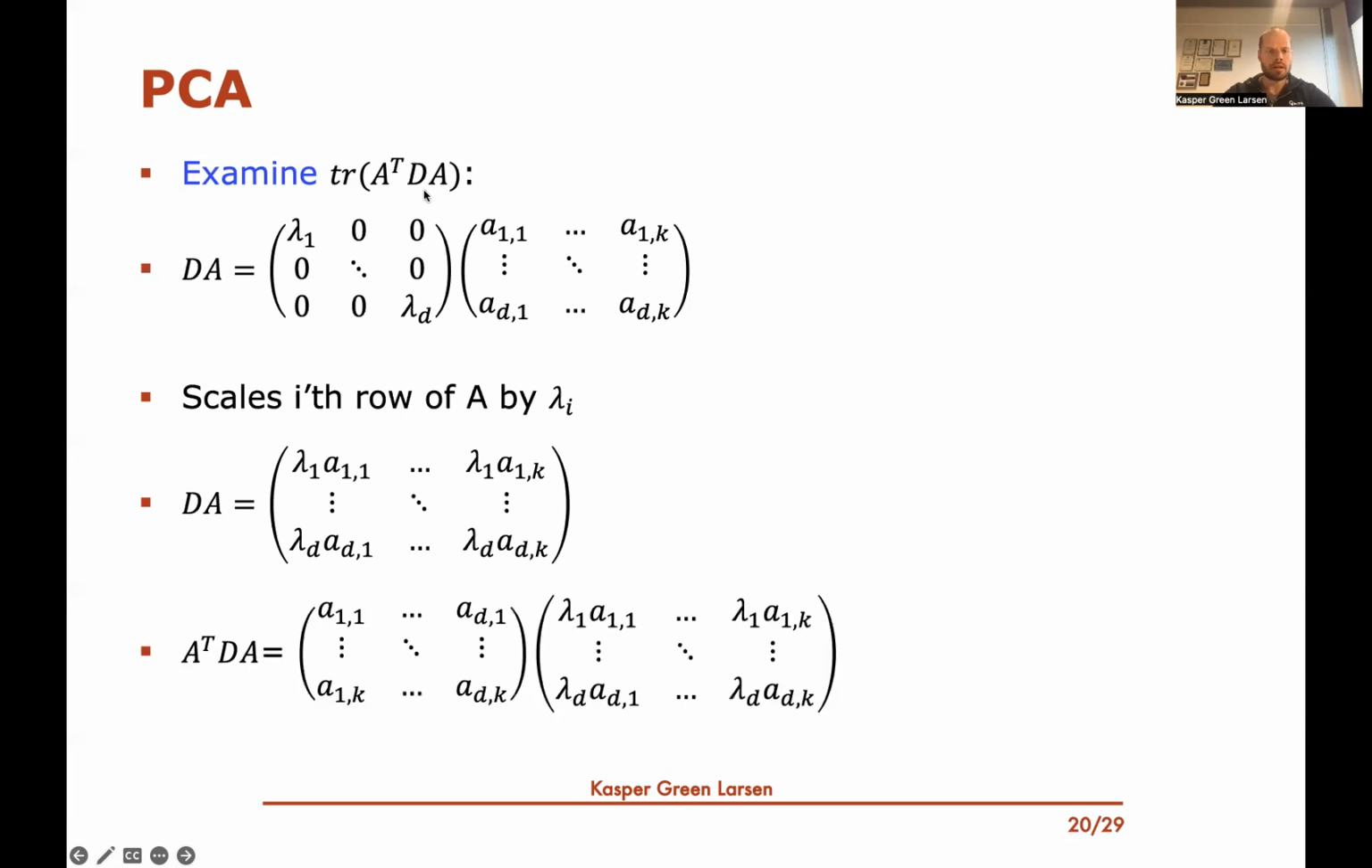Okay. Now let's try to pre-multiply this with A transpose, just to see what happens then. So we have A transpose here, multiplied onto this matrix D A, where we've scaled all the rows by these eigenvalues.